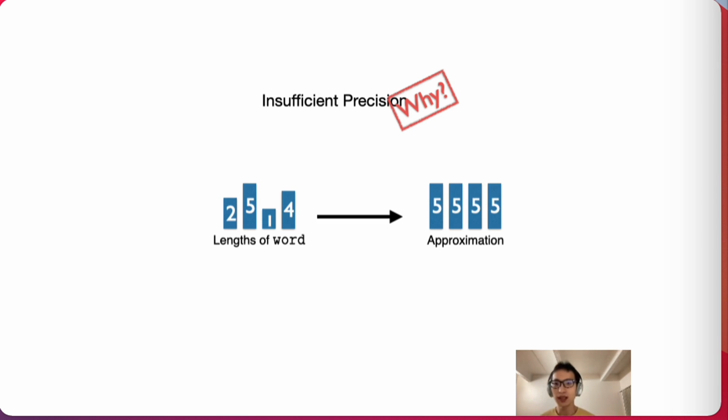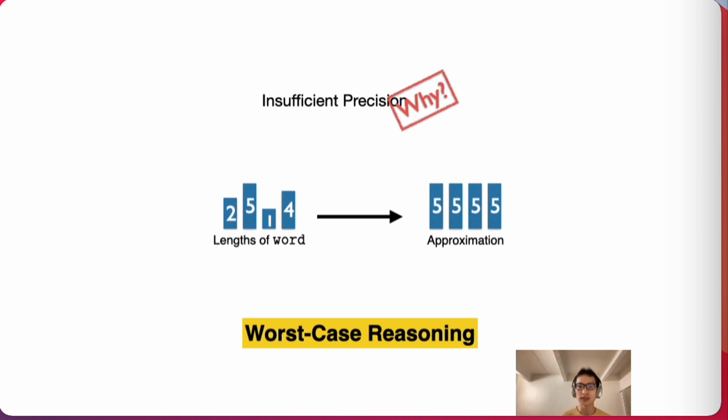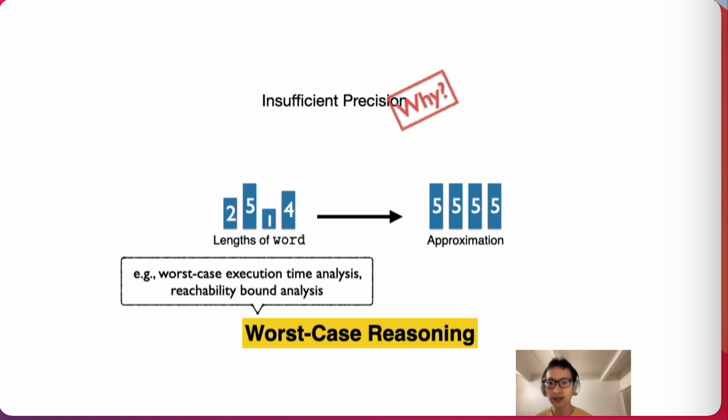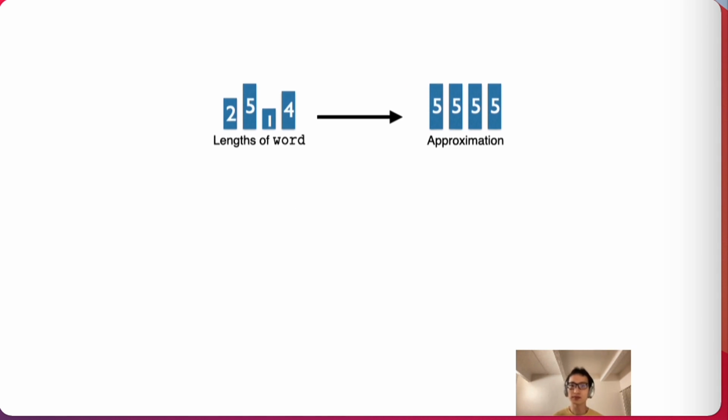Let's give this approach a name, worst case reasoning, because it considers each operation to always consume a worst case amount of resources. For example, worst case execution time analysis and reachability bound analysis both adopt this reasoning style. Now, how to fix this imprecision?